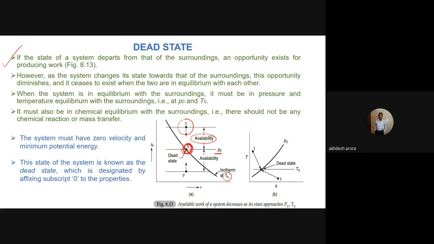Okay, so now let us see what is written here. However, as the system changes its state towards that of surroundings, this opportunity diminishes and it ceases to exist when the two are in equilibrium with each other. मतलब जब सिस्टम और सराउंडिंग इक्विलिब्रियम में आ जाएंगे तो जो अपॉर्चुनिटी हमें मिलती है वो खत्म हो जाएगी. When the system is in equilibrium with the surroundings, it must be in pressure and temperature equilibrium with the surroundings, that is at P naught and T naught.